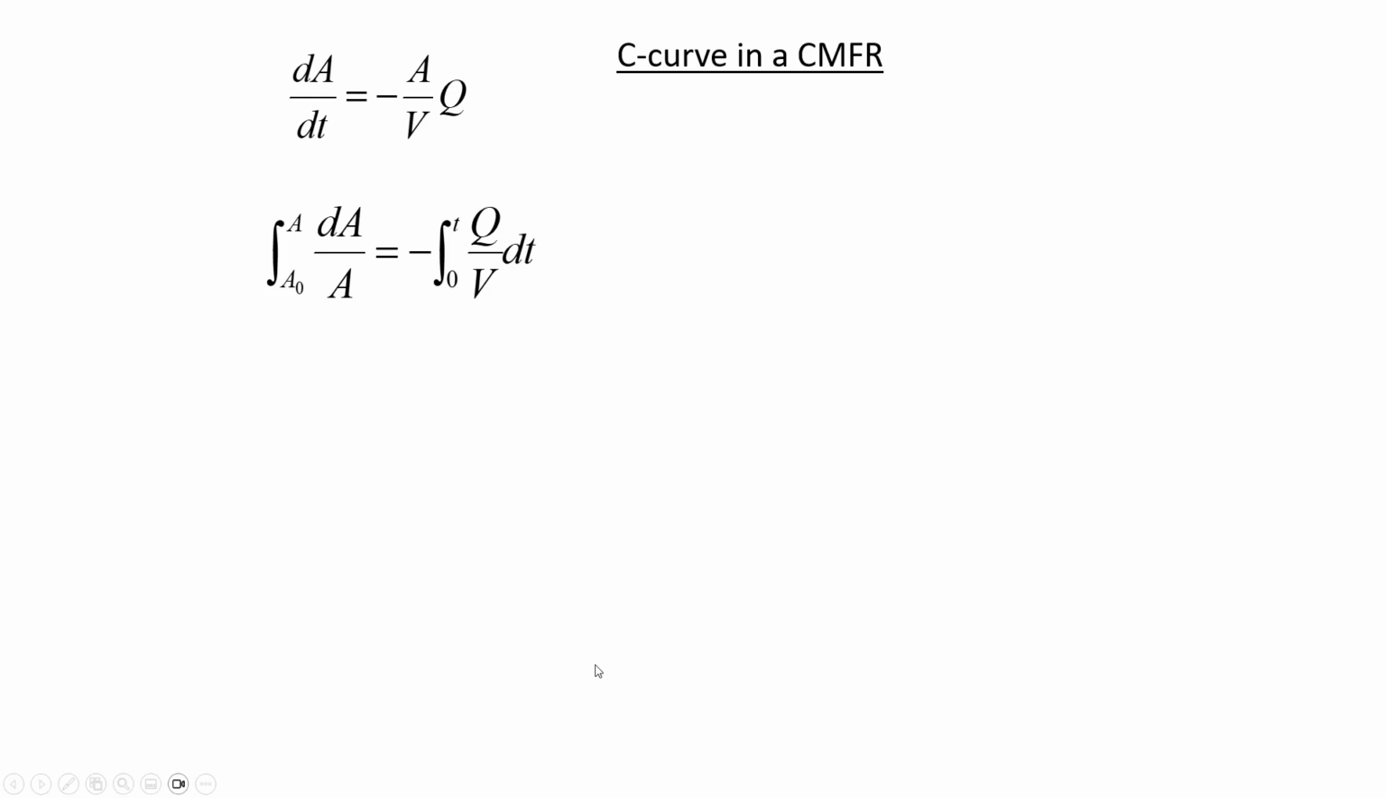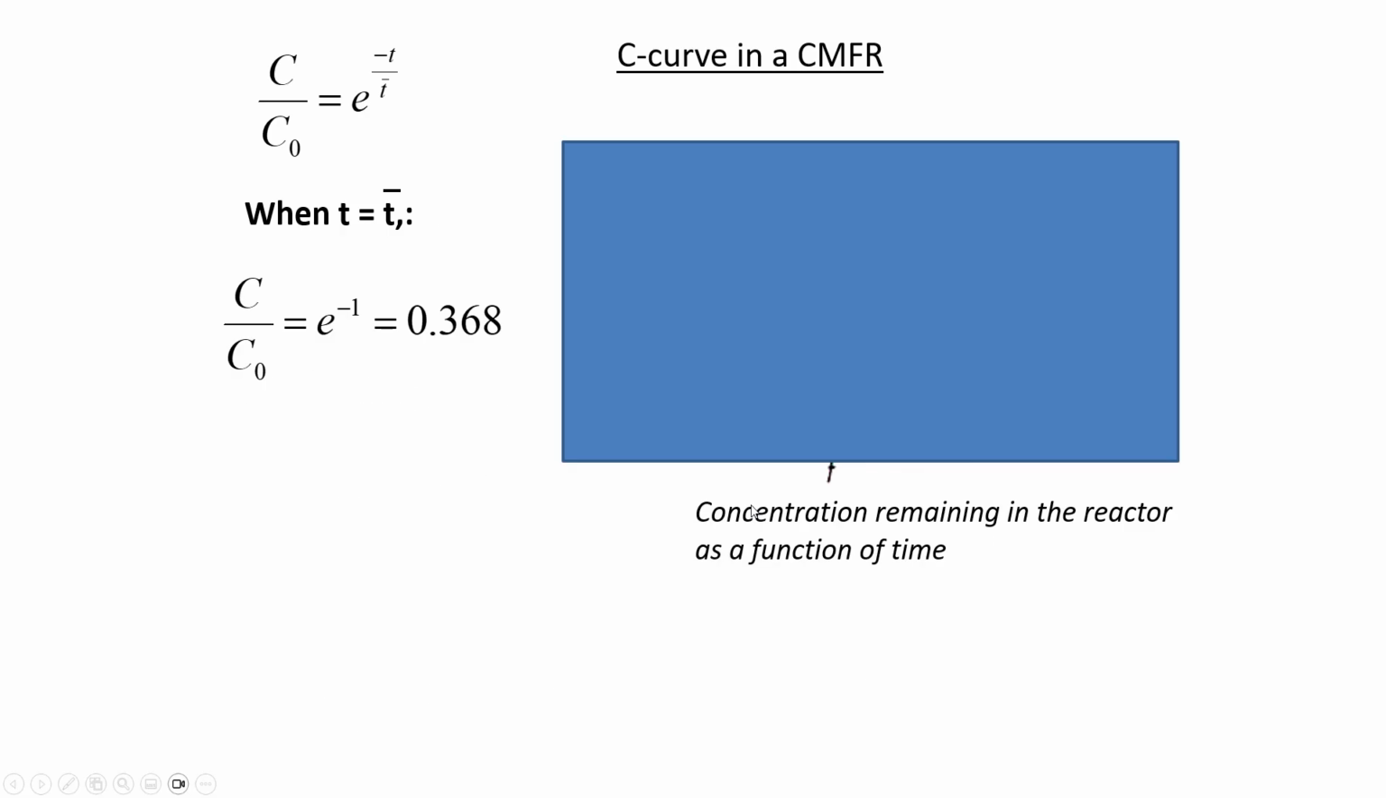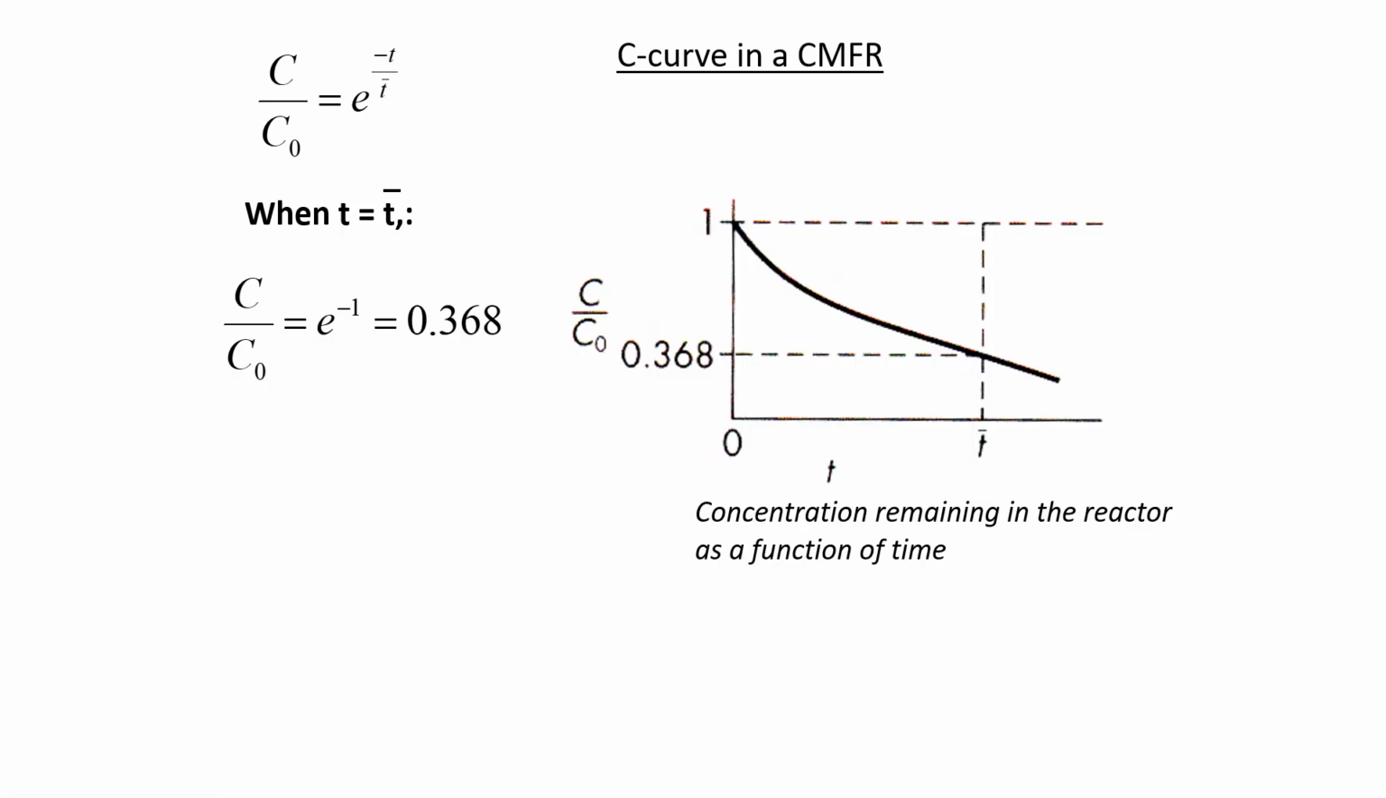So the C curve in a completely mixed flow reactor, if we integrate that, what we end up with is this equation that we've seen before, where the concentration is related to the initial concentration, and then e to the minus t divided by the hydraulic detention time. So t bar, remember, is the time that the average fluid particle is going to spend inside of the reactor. So the C curve in a completely mixed flow reactor, when you get to the average hydraulic detention time, is 0.368. So what that means is that you can't flush it out completely.